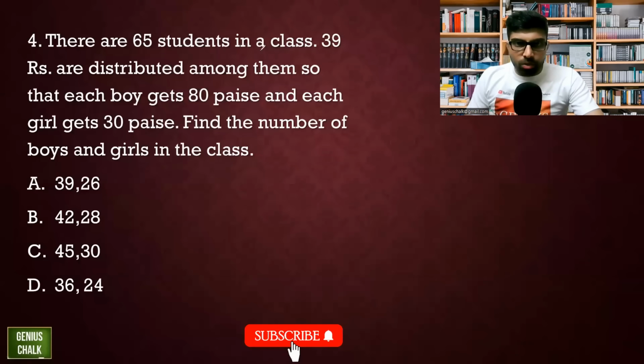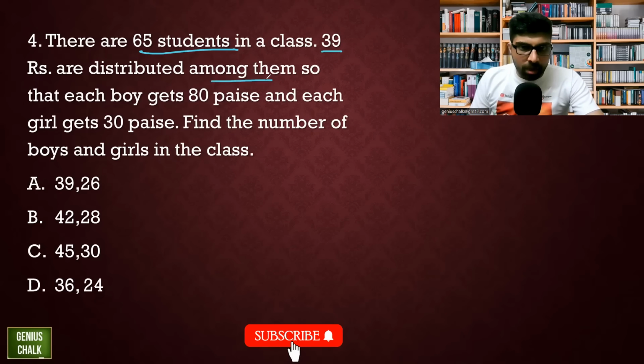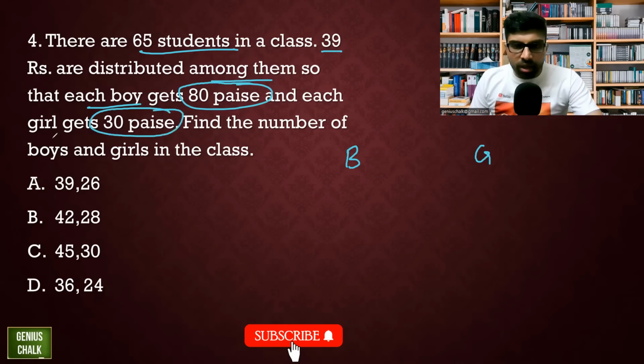Now there are 65 students in a class. Because of the type which is going on, we are finding the number of people. That means we are finding the ratio, right? So there are 65 students in a class. 39 rupees are distributed among them, so that each boy receives 80 paise and each girl receives 30 paise. Find the number of boys and girls in the class.